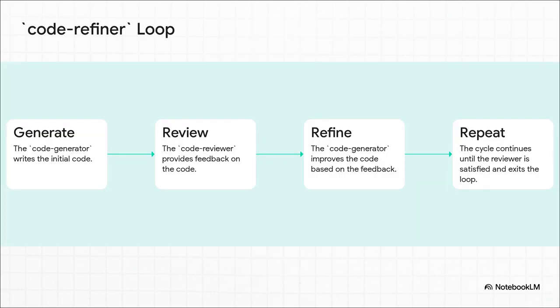This code refiner example is just perfect for explaining this. It basically works the same way a human developer would. You have one agent, the code generator, write some code. Then a second agent, the code reviewer, analyzes it and gives feedback. The loop then sends that feedback back to the original agent, which improves the code. And this cycle just keeps going until the reviewer agent is happy and says, okay, we're done.